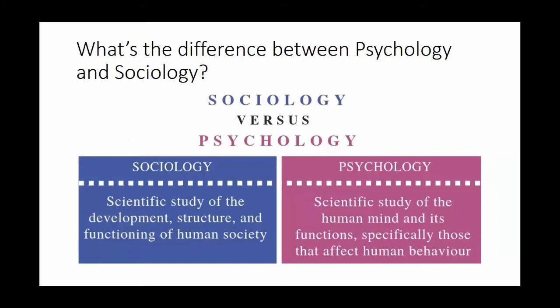Lots of people ask what's the difference between psychology and sociology. Sociology is much more at the societal level, looking for trends and patterns in society's behavior. Psychology is trying to look more at individuals and try and find patterns of behavior within individuals.